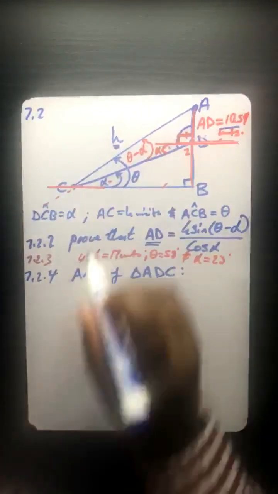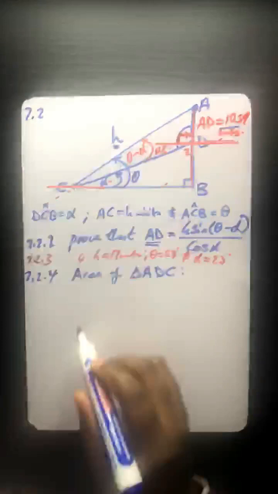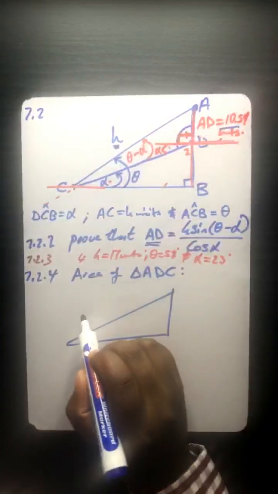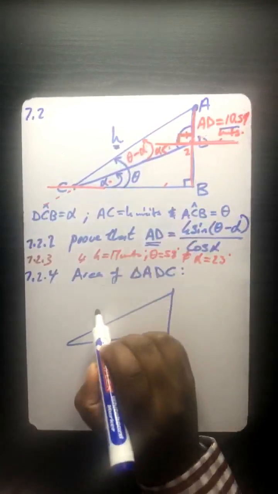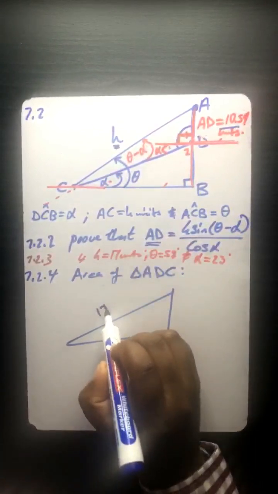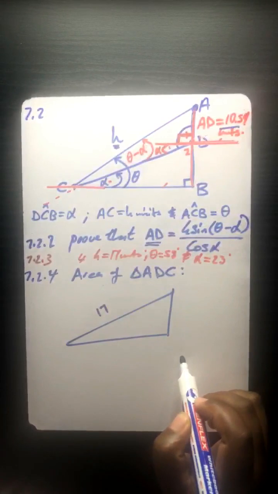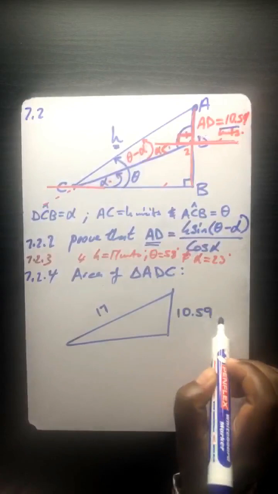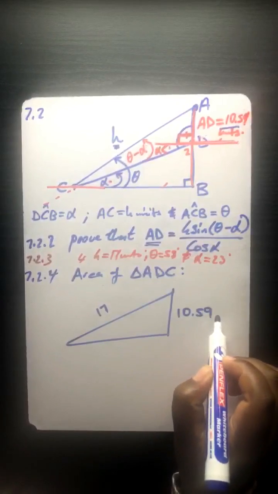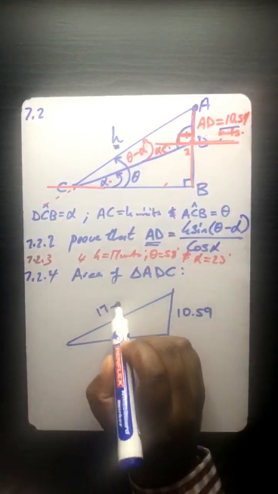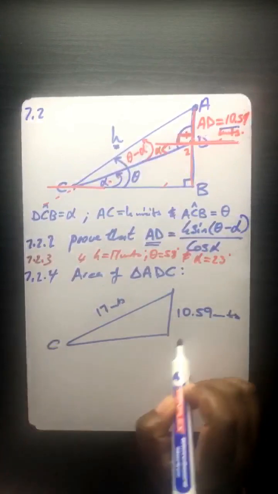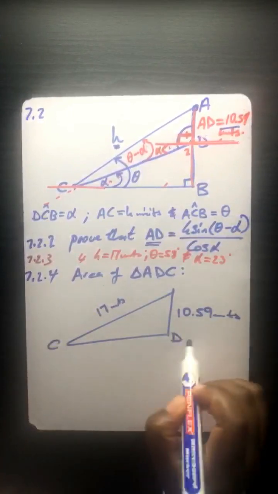So let's see. This is the triangle that you're dealing with. First thing first, we have h. What is h? I think h is given as 17 units. What else do we have? We have calculated 10.59 units, this is a side. This is C, this is D, this is A.